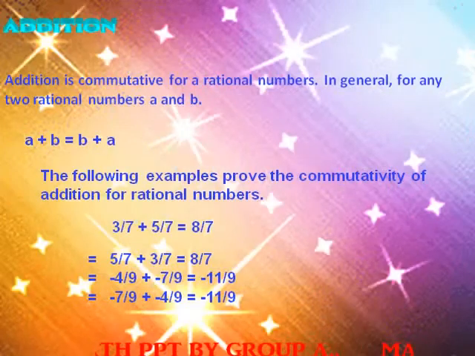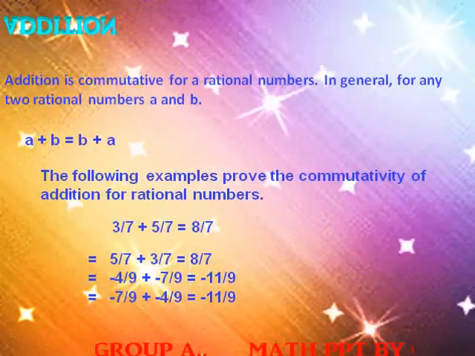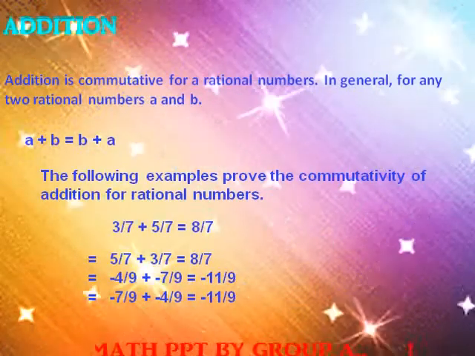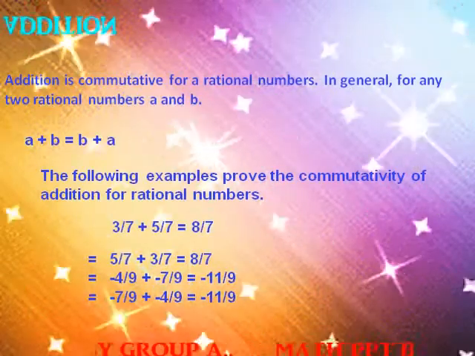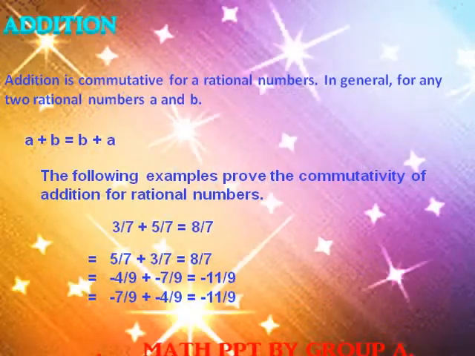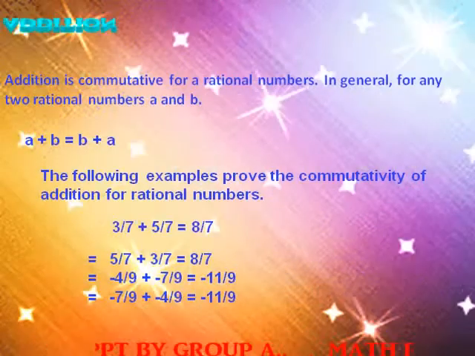3 upon 7 plus 5 upon 7 equals 8 upon 7. 5 upon 7 plus 3 upon 7 equals 8 upon 7. Minus 4 upon 9 plus minus 7 upon 9 equals minus 11 upon 9. Minus 7 upon 9 plus minus 4 upon 9 equals minus 11 upon 9.